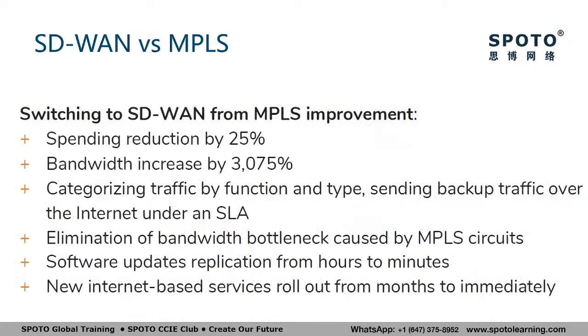This is the reason why we use SD-WAN instead of MPLS. The first is spending reduction, right? As we mentioned, MPLS circuits are more expensive than public internet circuits. Usually, MPLS circuits will cost at least several hundred dollars, for about maybe 20 megabit or 50 megabit bandwidth. For the internet circuits, about $100 per month, you can have 100 megabit bandwidth.